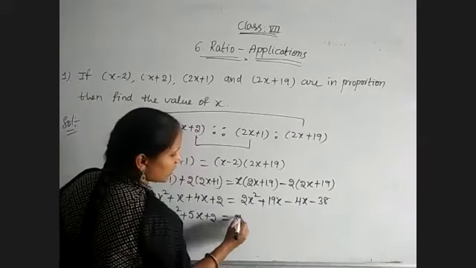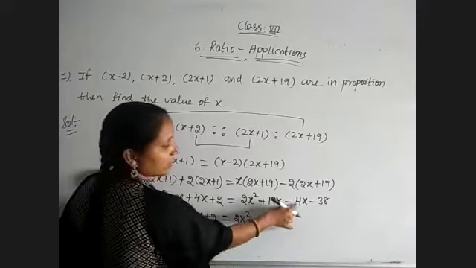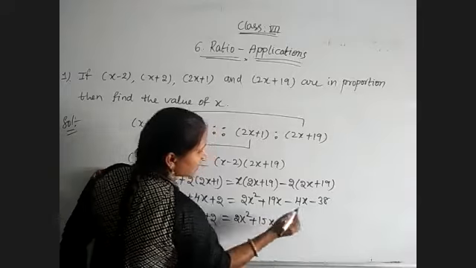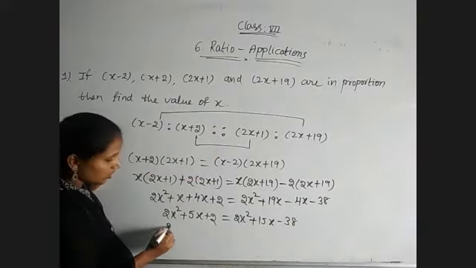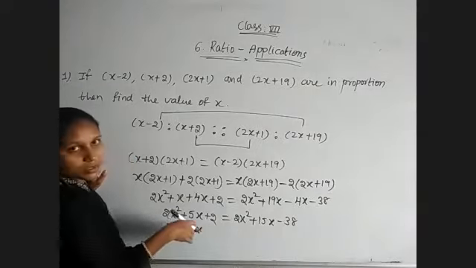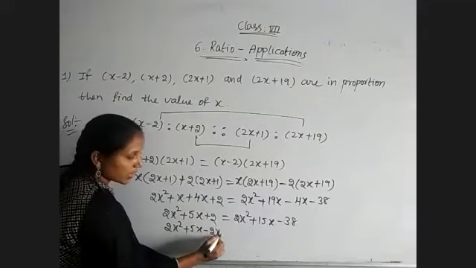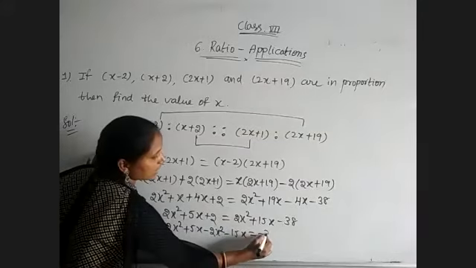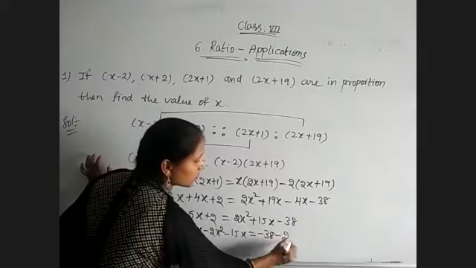The 2x square term, only one is there, but x terms we have 2. One is plus, one is minus. So 19 minus 4 is 15. Plus 15x minus 38. Now bring x terms to one side and constant terms to one side. 2x square plus 5x is on the left side already. Bring these 2x square and 15x to this side. Plus 2x square will become minus 2x square, plus 15x will become minus 15x, is equal to minus 38 at the right side, and plus 2 by bringing this side, minus 2.